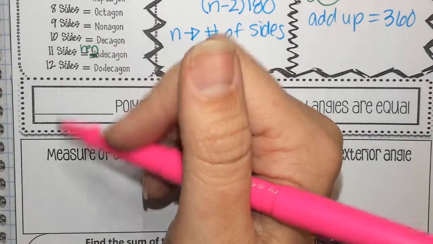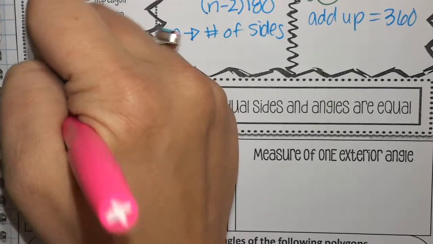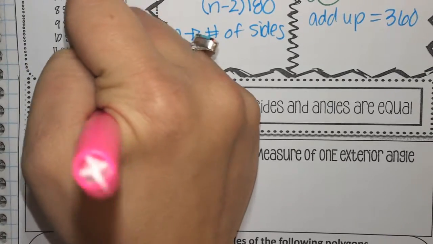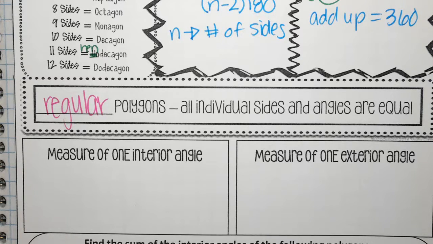Alright, so blank polygons are where all individual sides and angles are equal. Does anybody remember what that's called? Regular. Regular polygons have all the sides and all the angles equal to each other. So it's like when we had an equilateral triangle and all the angles equaled what? Right, but what was the measure? 60.